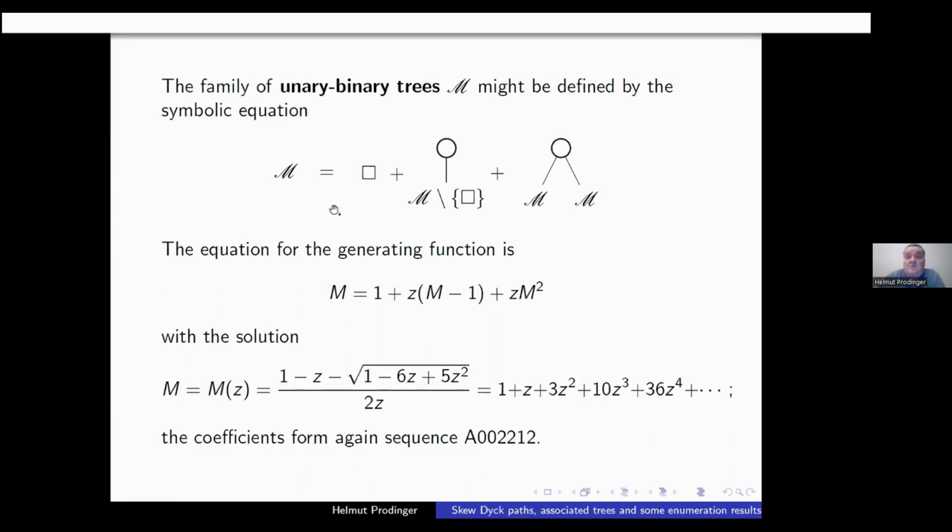Good. So this symbolic equation can, as usual, be translated into generating functions. And when one does this, one gets this. So this has no size. This has z, M minus 1, and z, M squared. And the quadratic can be solved. And surprise, surprise, we get again this 1, 1, 3, 10, 36 sequence.